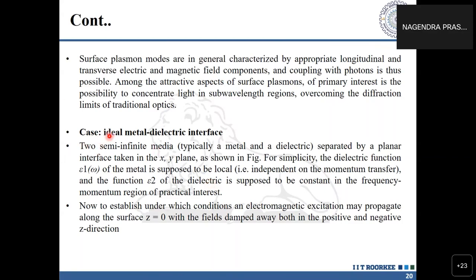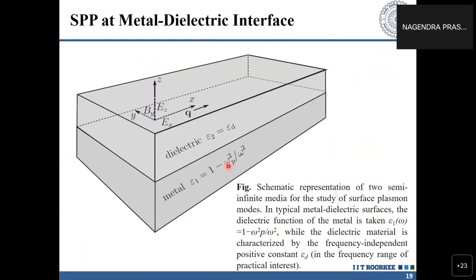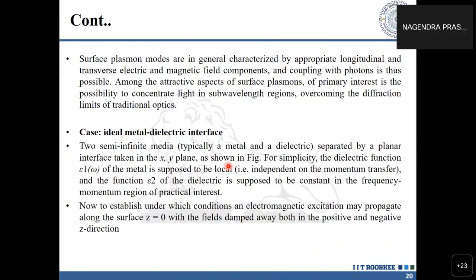So in this case, we are talking about an ideal metal-dielectric interface. For example, two semi-infinite media, typically a metal and a dielectric, separated by a planar interface taken in the XY plane. We are referring to this particular figure, so I hope you can keep it in mind. For simplicity, the dielectric function epsilon 1 of the metal is supposed to be local, that is, independent of the momentum transfer, and the function epsilon 2 of the dielectric is supposed to be constant in the frequency, that is, momentum region of practical interest.